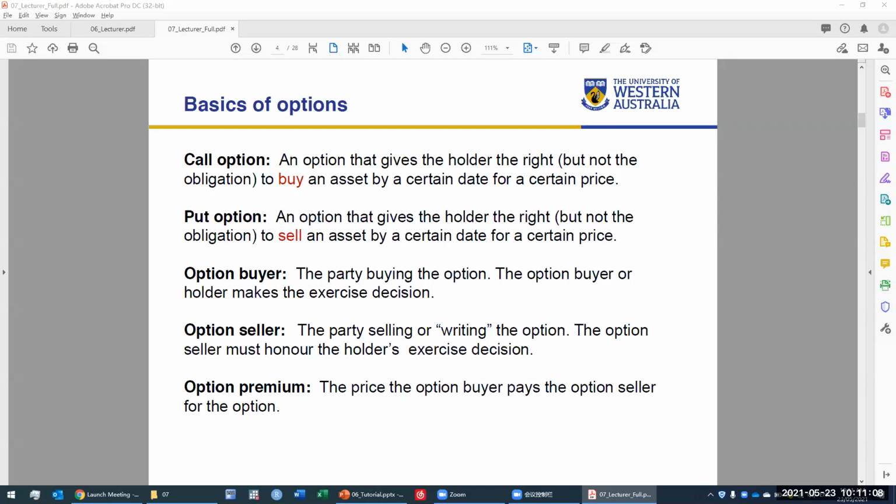Long call is the easiest, right? Long call is I buy something to buy something. Short call means I sell something to buy something. Sorry, I sell something to sell something. Where for long put, I buy something to sell something, and short put is I sell something to buy something. That's the most confusing one, right? Tongue twisting as well.